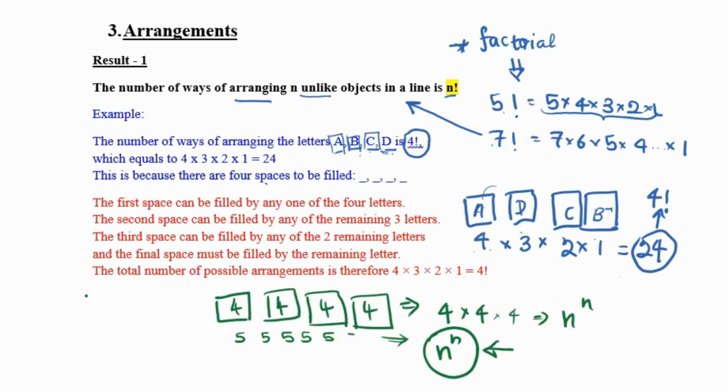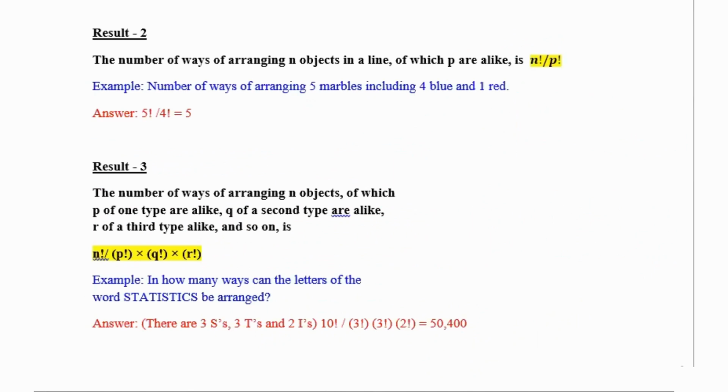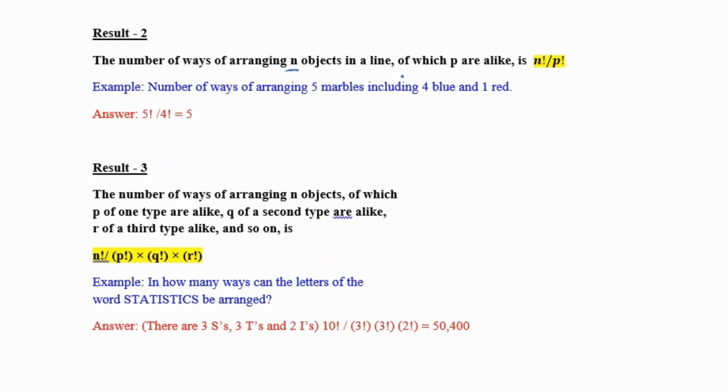So let's see if repetition is not allowed, but still there are some alike objects in the arrangement that we are hoping to make. How can we tackle such a situation if that ever comes up? Well, the answer is not so far away. Now, we have things that we need to store in a line, but what has happened? P of those are alike. Well, why exactly P? Let's find out.